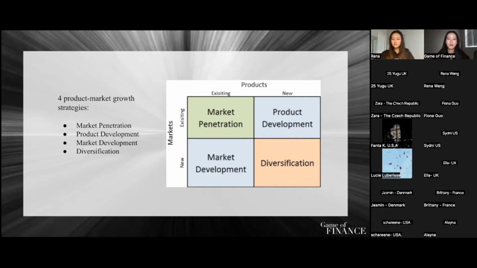Okay, next one is product development. This one is quite literal, product development. Here the market is existing, but your product is new, as you see on the X and Y axis on the chart. So this is a new product to be marketed to the existing customers.